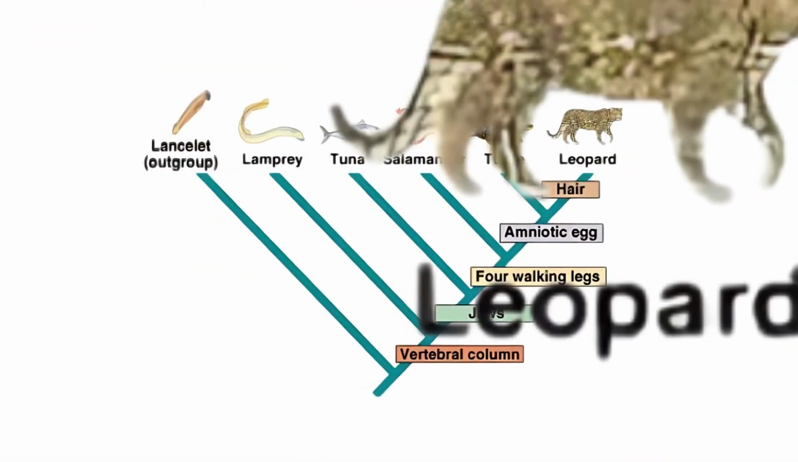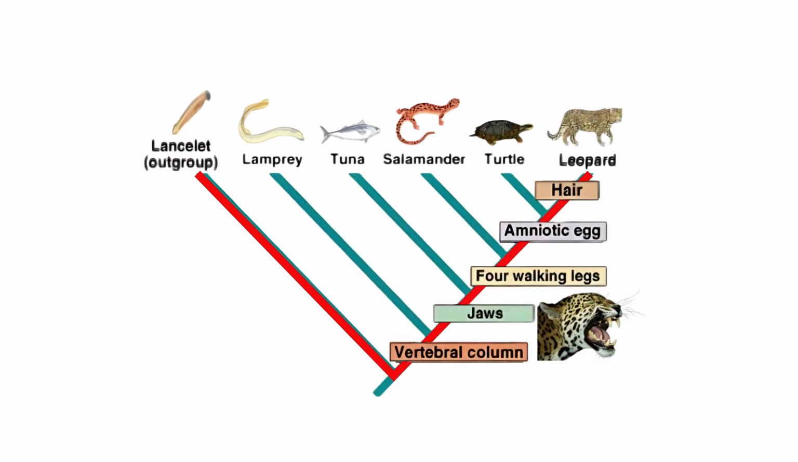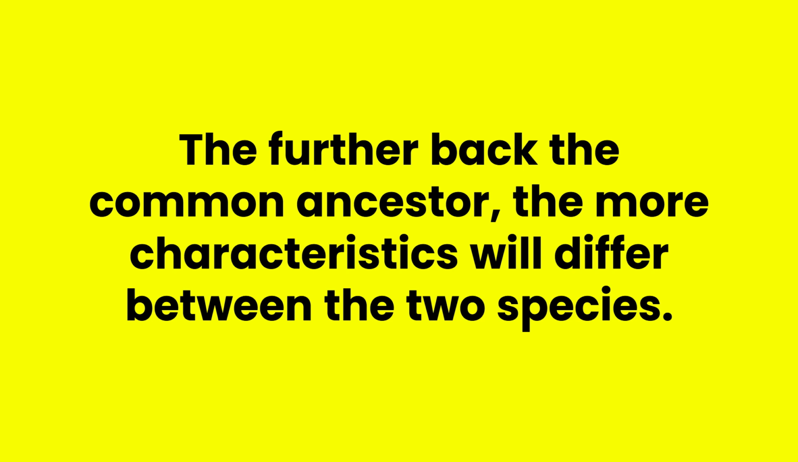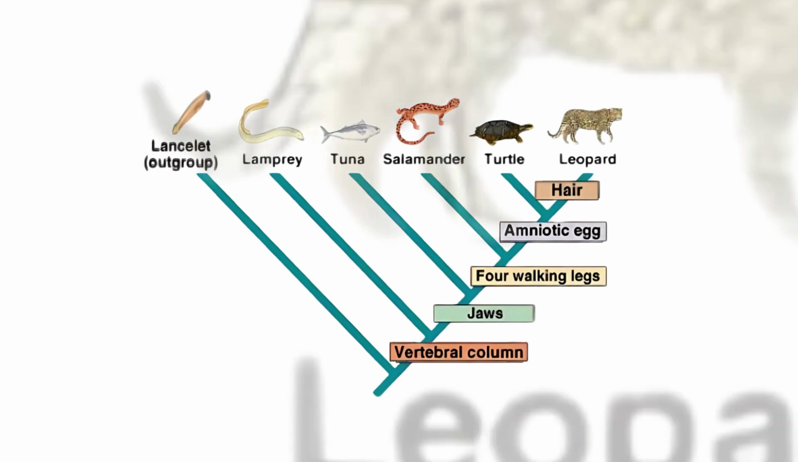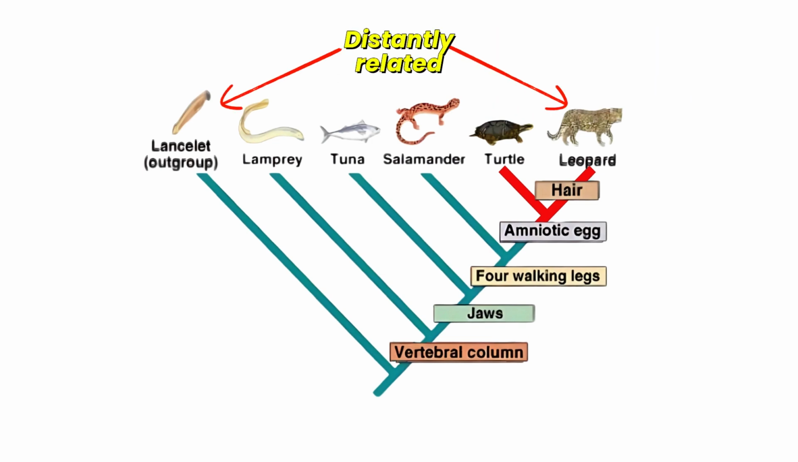If we compare a lancelet and a leopard, their common ancestor is way back here, meaning they are very distantly related. What separates them? The leopard has a vertebral column, jaws, 4 walking legs, an amniotic egg, and hair, while the lancelet does not. The further back the common ancestor, the more characteristics will differ between the two species. On the other hand, if we compare a leopard and a turtle, their most recent common ancestor is right here. The only key difference between them in this cladogram is the presence of hair, which means they are more closely related than a leopard is to a lancelet.